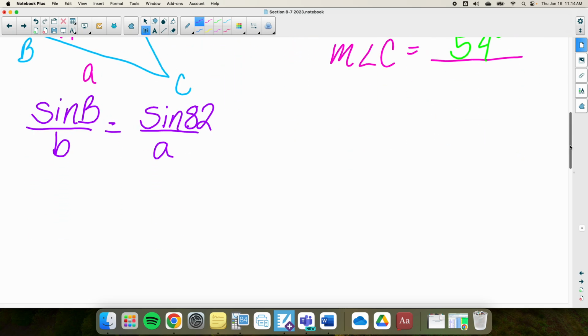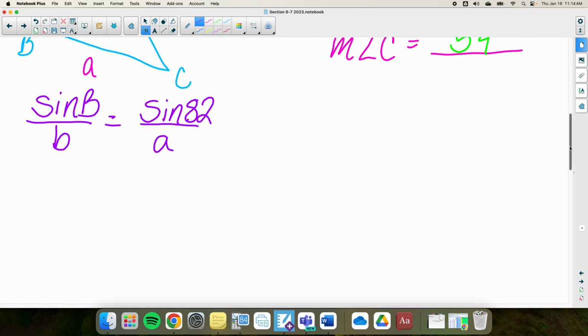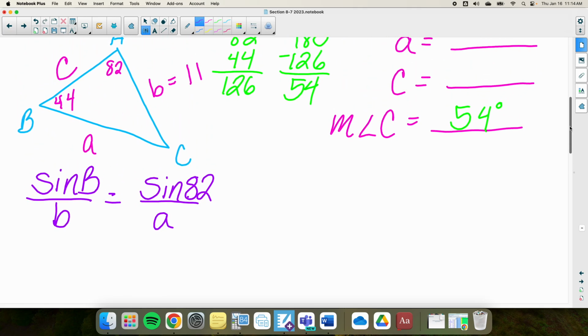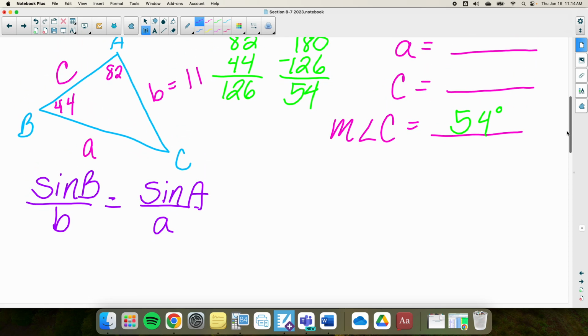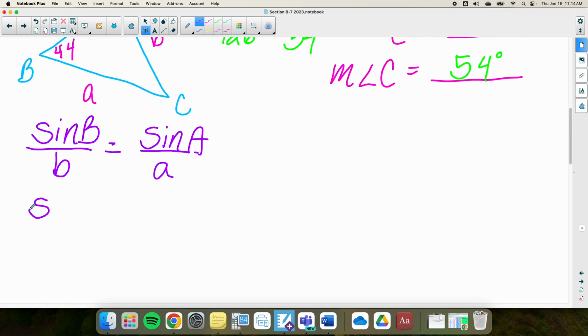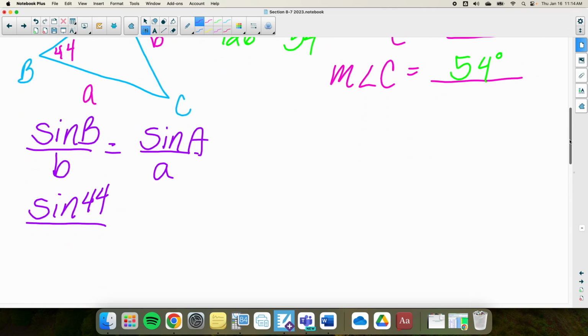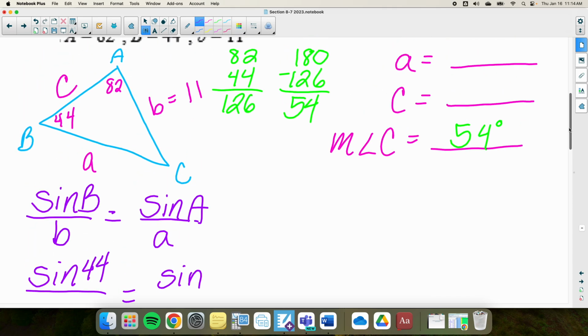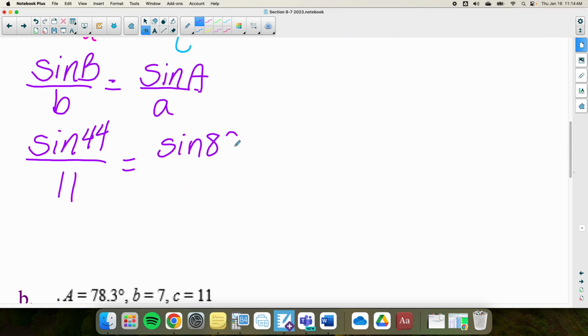Now I'm gonna do cross products. Oh, and then I did something else wrong. I see what I was gonna do here. I was going to just write the formula and then substitute in. Okay, so sine of B is sine of 44. Little b is 11. Sine of A is sine of 82. And then we're looking for little a, okay?